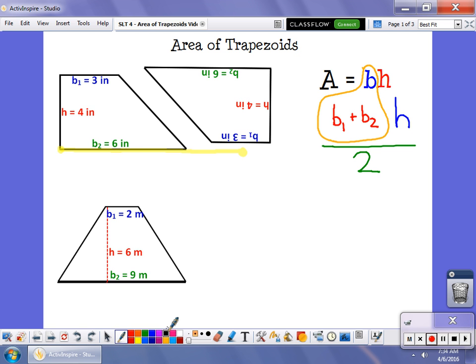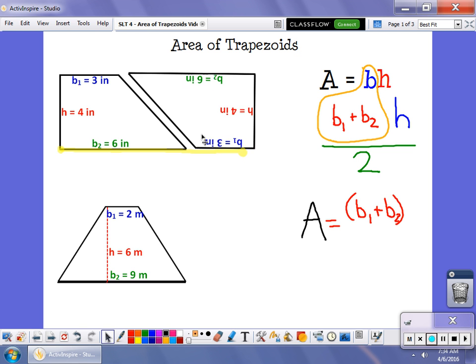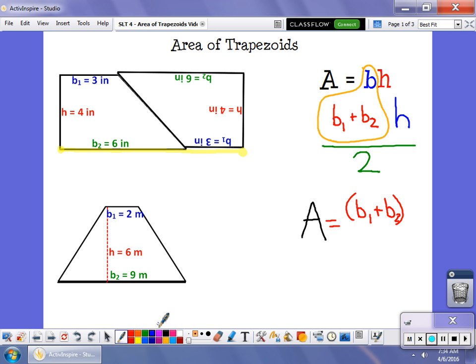So my formula for the area of a trapezoid is going to be that I'm going to take both of my bases and add them together. Okay? Remember, both of the bases will be this amount here. I'm going to add those together. Then I'm going to multiply it by my height, which would give me the area of this full rectangle. And finally, I'm going to divide it by 2.